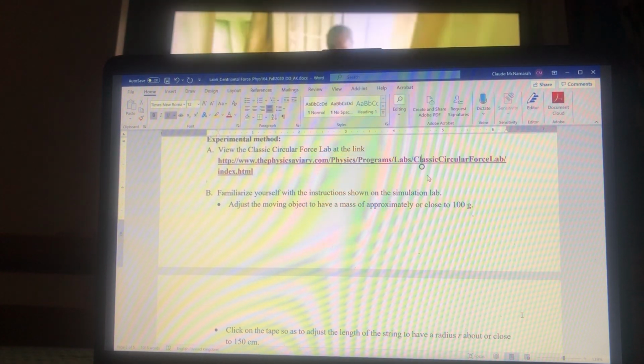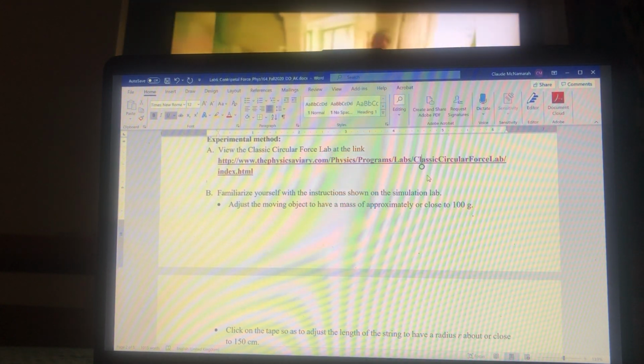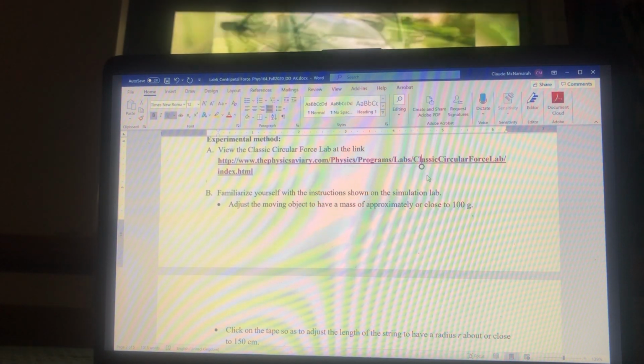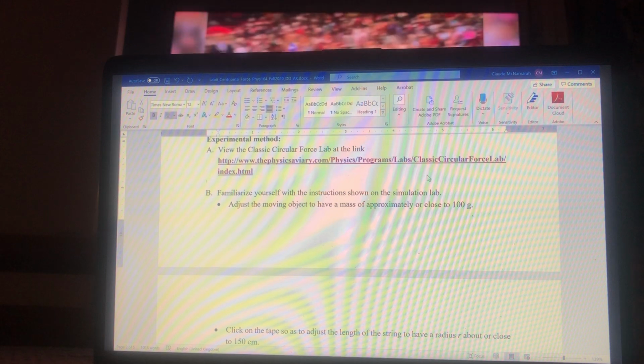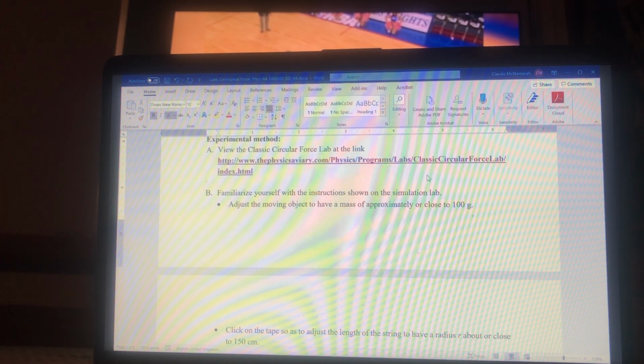No. You click, there's an up and down arrow. Let me go back to that. There's an up and down arrow. When you reset, there's an up and down arrow that changes the mass of the ball.